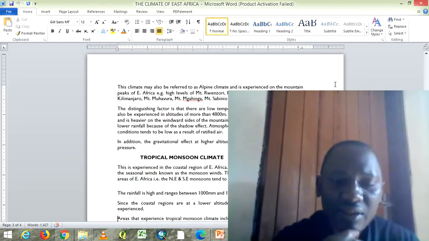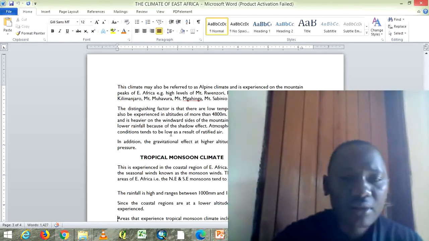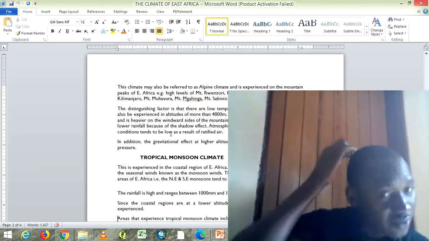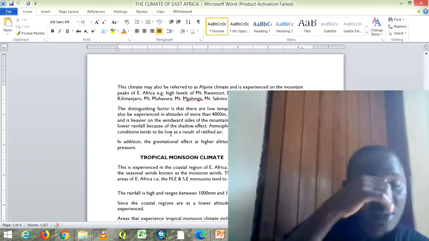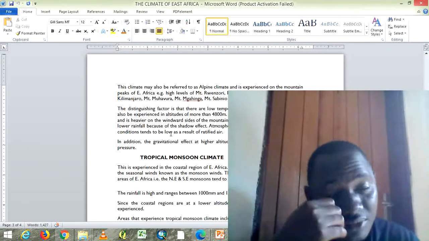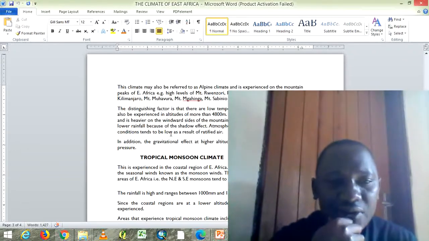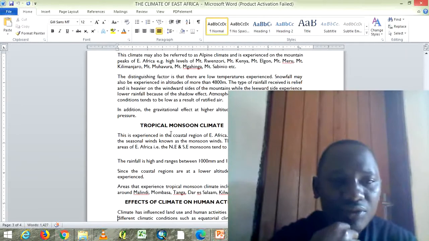Remember, we have already said that it tends to be too low, more so at lower altitude, but quite high at a higher altitude, because as you go upwards, as altitude rises, temperature drops, and you have to say that where there is low temperature, there is high atmospheric pressure.